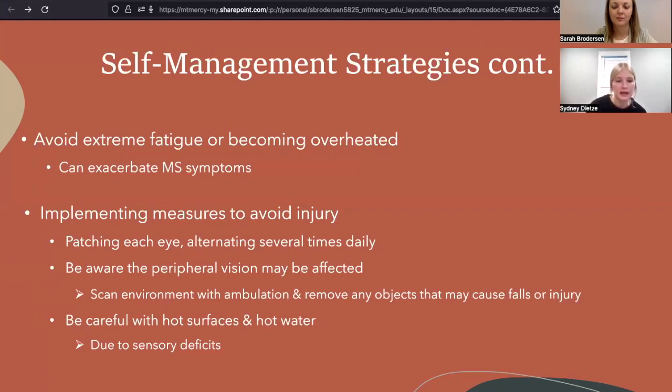And then implementing measures to avoid injury. So, actually patching each eye and alternating several times daily can actually improve balance and coordination in MS patients. And then just making sure that they're aware that their peripheral vision can be affected. So scanning the environment when they're ambulating and just removing any objects in their home that may cause falls or injury. And then being careful with hot surfaces and hot water due to the sensory deficits that come with MS.